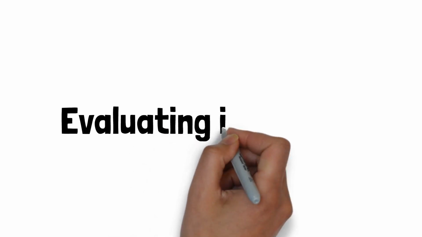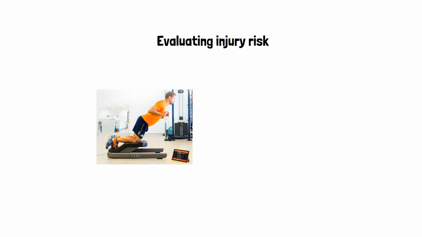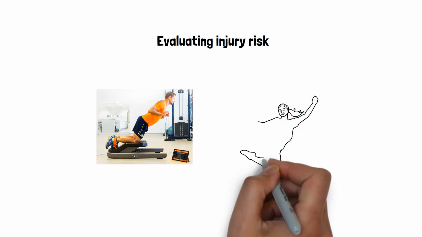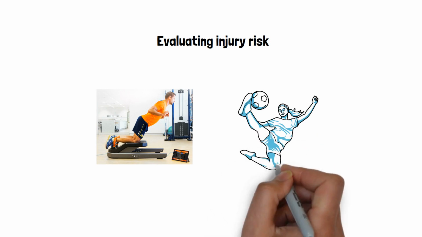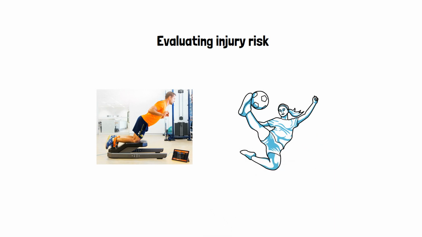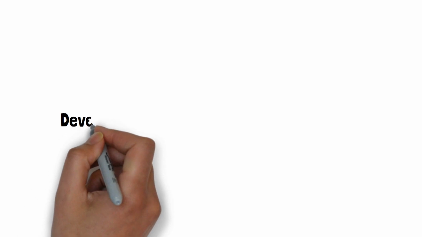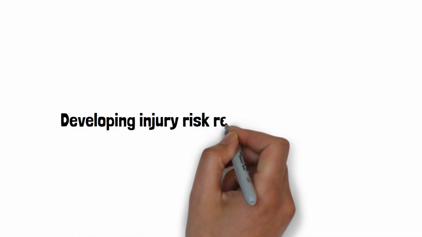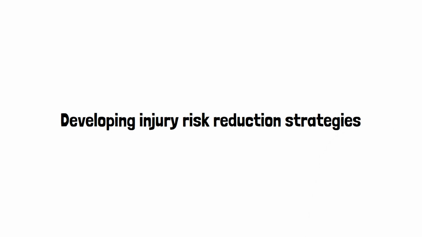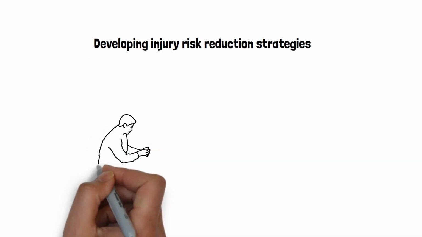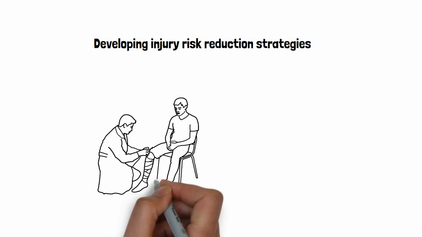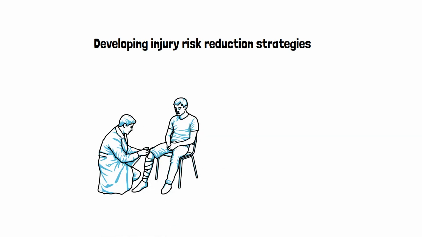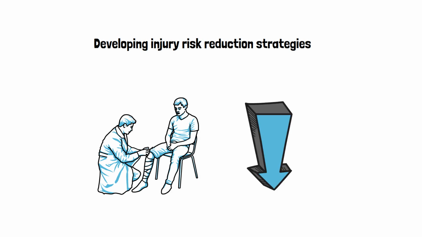Then we have evaluating injury risk. Some force assessments may link to common injuries, either in general or for a specific sport or task. So with the right assessment, we might be able to identify issues before they happen. Developing injury risk reduction strategies. Linked to the previous point, if we identify injury risk due to poor performance in a specific force assessment, we'll have a good insight into which programming solutions may resolve the current weaknesses, thereby allowing us to reduce injury risk.